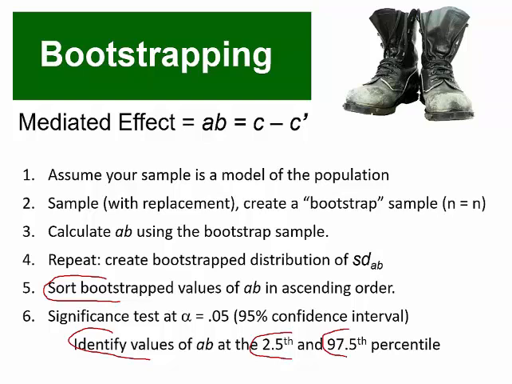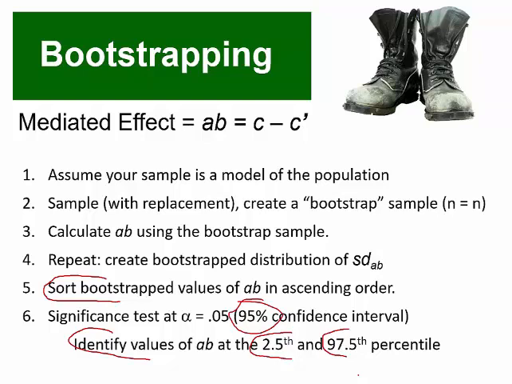to identify the range of scores where 95% of the cases fall. By the way, I think there might be some notes where that's misstated as the 5th and 95th percentile, but to make this a 95% confidence interval, it needs to be 2.5 and 97.5. So we'll identify the range in which 95% of those mediated effects fall.